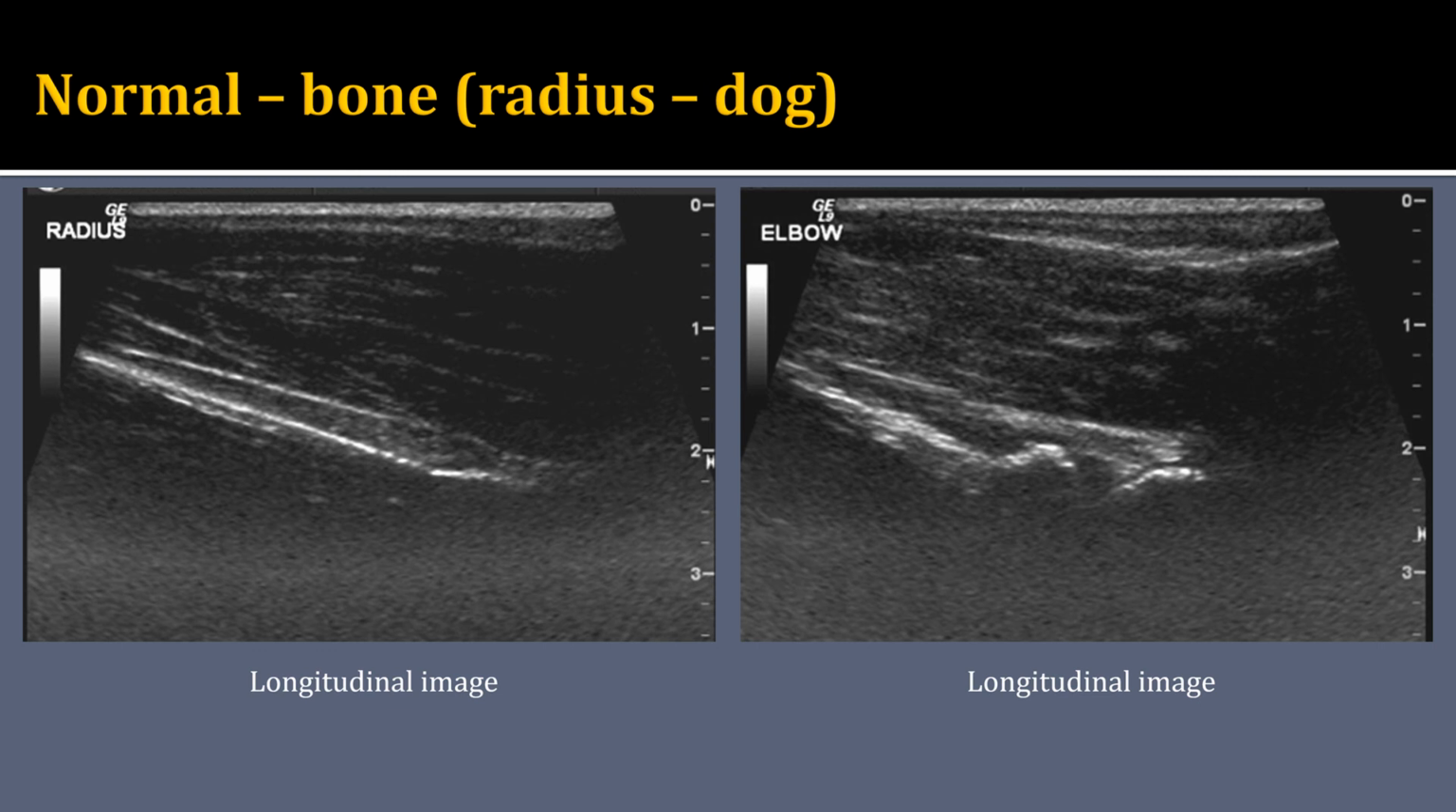Here I have a longitudinal image on the left of the radius. Again, nice smooth surface of the radial cortex with acoustic shadowing. And then as we move from the radius more proximally, we can see the radial cortex gets a little bit more irregular, where we have a radial tuberosity, and then we have the radial head, which is more curved. We can actually see a little bit of joint here, and then we have the humeral condyle, again nice and hyperechoic with acoustic shadowing.